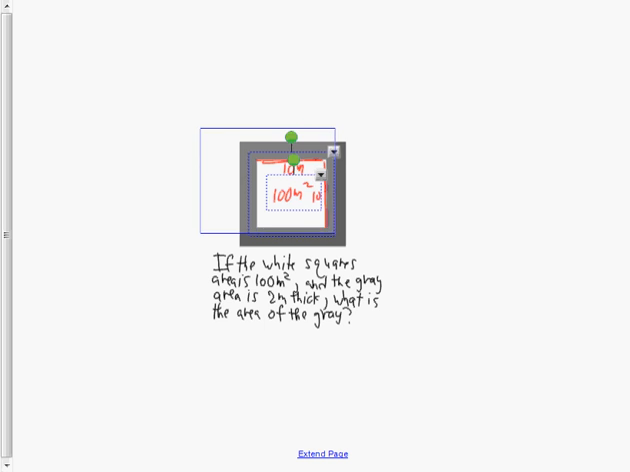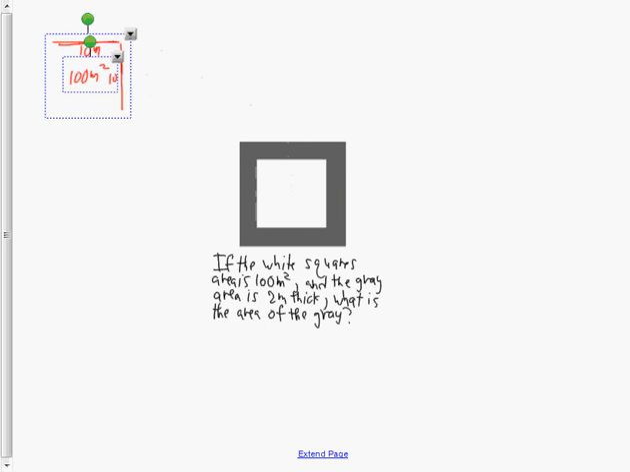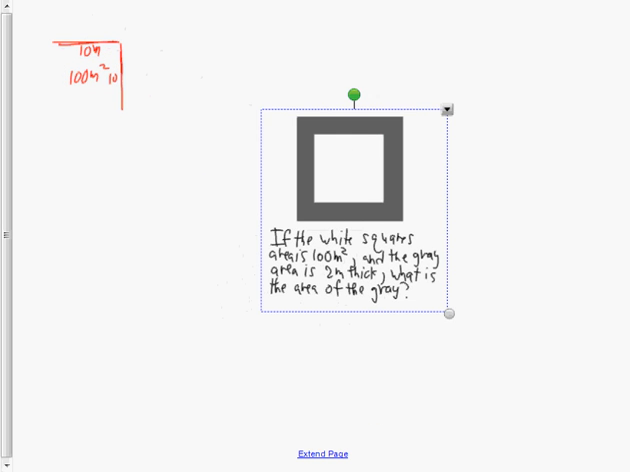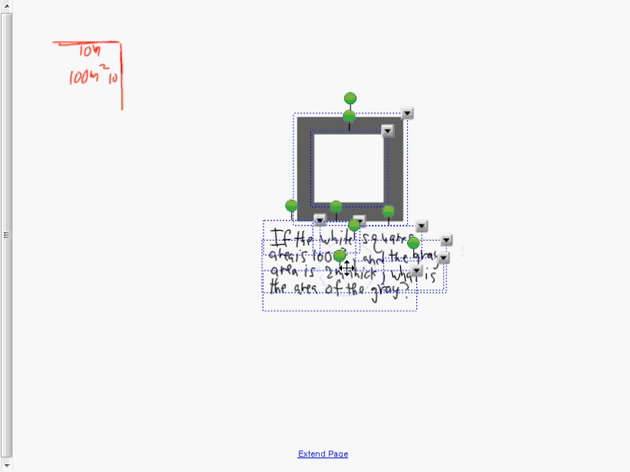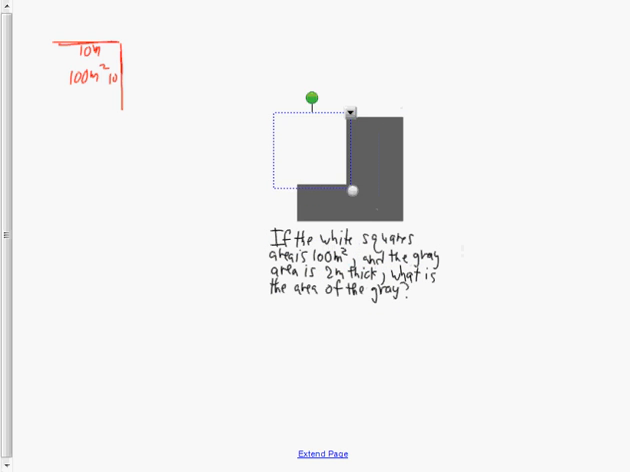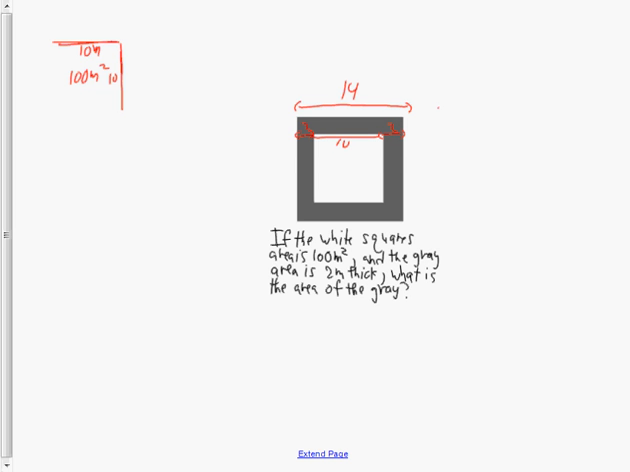Let me just grab that and drag that over here. This square, I'm going to ungroup this for a second. So this square, if it was removed from there, since I know that this is 2 meters thick, this is 2 meters, and this is 2 meters, and this is 10 meters. So I know that this distance here, if it's 2 meters thick, must have been 14 meters. Okay? I'll delete that.